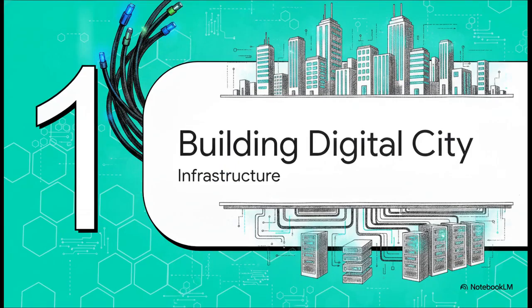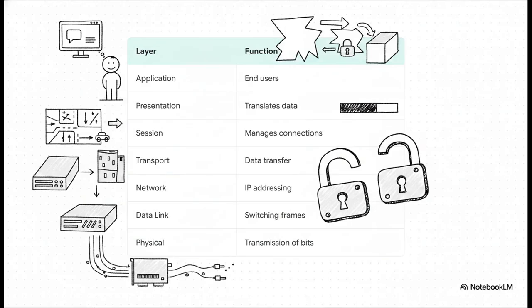Section 1. Building the digital city, the foundational infrastructure. So, the OSI model. This is basically the blueprint of our metropolis. It perfectly illustrates how all data transmission is structured. It ladders up from the raw physical cables at the very bottom, up through logical addressing and error checking in the middle, all the way to the application layer at the top, which is where we actually interact with the software. It's the foundation of everything.